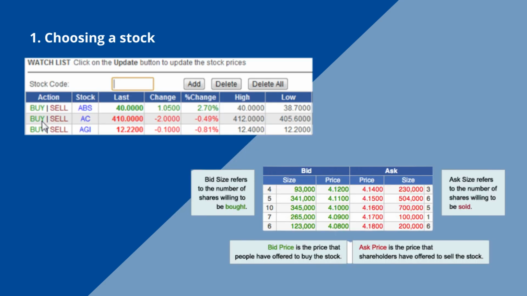So if a lot of sellers sell at a lower price, for example 4.12 here in the asking, and someone bids 4.12, basically that would drive the last traded stock price down to 4.12.